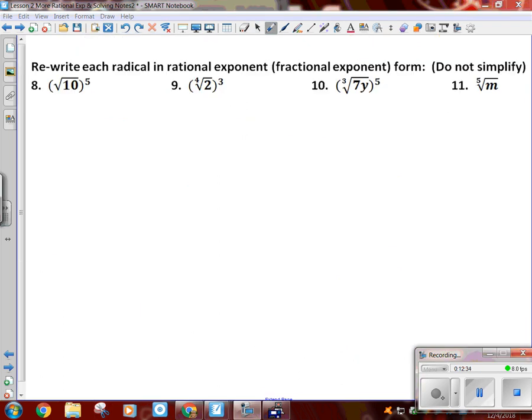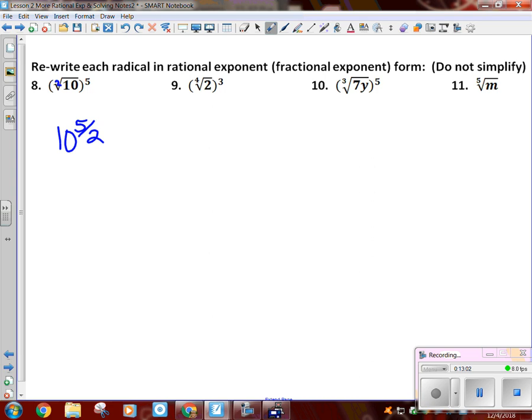All right, let's pick back up with number 8. This time we're not simplifying, we're just rewriting. They've given me the radical. I have to write the fraction exponent. Number 8. What number is understood to be the root of my 10? 2. That's the second root or the square root. So that would actually be 10 to the what? 5 over 2 or 2 over 5? 5 over 2.